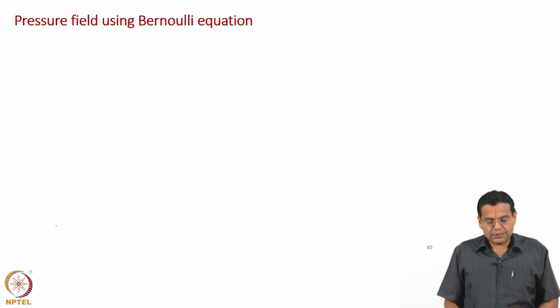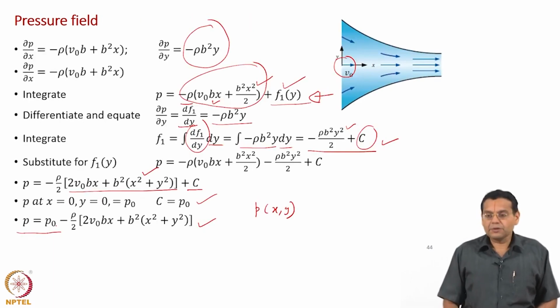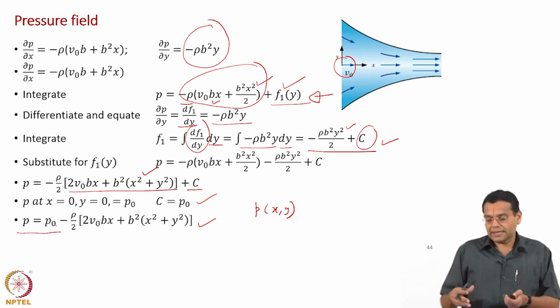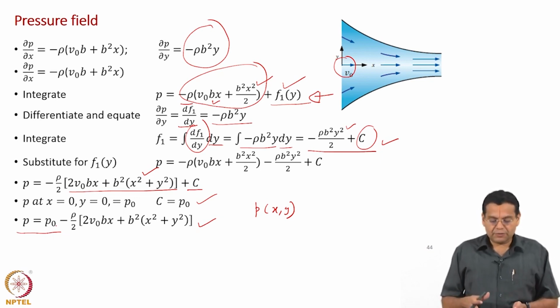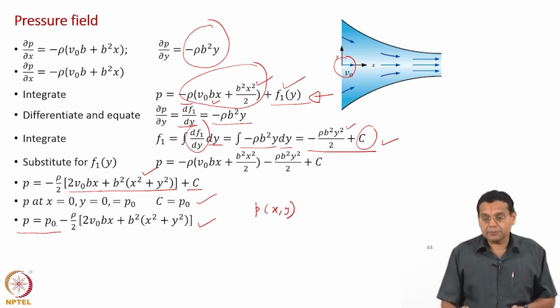Now, what we will do is an alternate method of finding the pressure field using the Bernoulli equation. Okay. What did we do now? We took the Euler equation, found out the two pressure gradients in two directions, and then integrated, differentiated and once again integrated to find f1, found a function f1, constant, etc., found the pressure distribution.